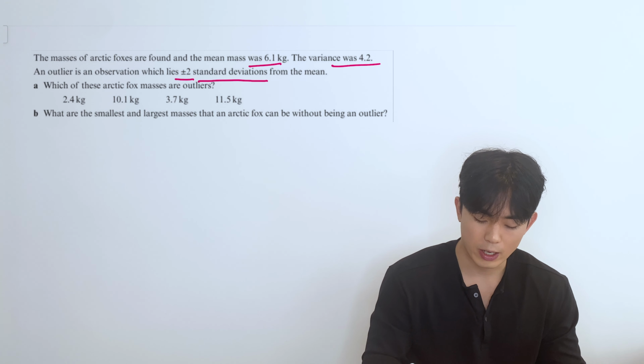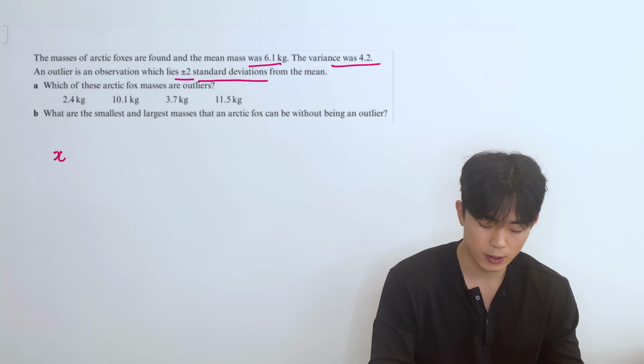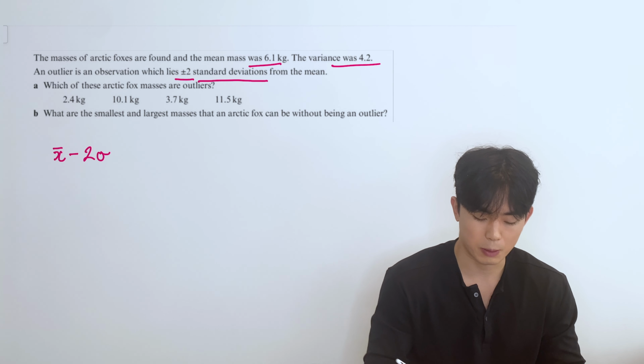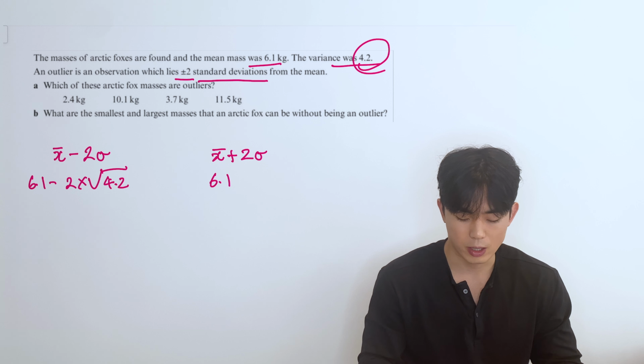So let's find a lower value. So it's 2 standard deviations from the mean. So it's going to be the mean minus 2 times sigma, or it's going to be the mean plus 2 times sigma. This would define the outlier range. So the mean is 6.1 minus 2 times the standard deviation. Remember the variance is 4.2, so the standard deviation is going to be the root of 4.2. And the upper one will be 6.1 plus 2 times the root of 4.2, like this.